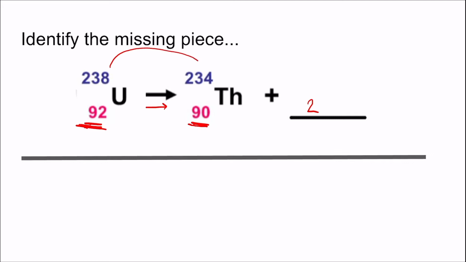Same thing's true with this. It's going to be 4 on the top. And what is that? What element is 2? It would be helium. So this would be an example of alpha decay or alpha radiation.